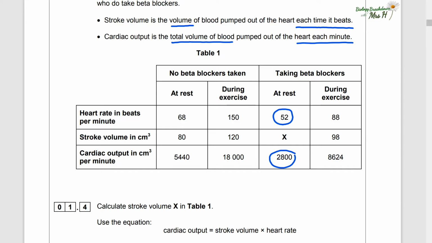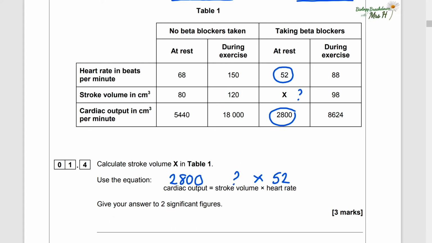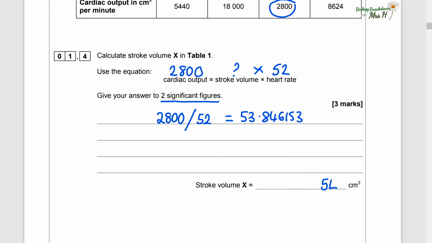So what we've got to do to work out our stroke volume, which is the volume of blood pumped out of the heart each time it beats, we've got to divide the cardiac output by the number of beats. So 2,800 divided by 52 gives us 53.846153. Don't forget, we've got to put that in two significant figures, so that is going to be 54 centimetres cubed.